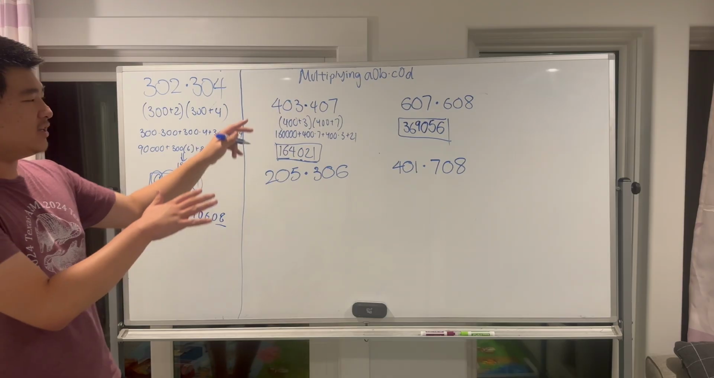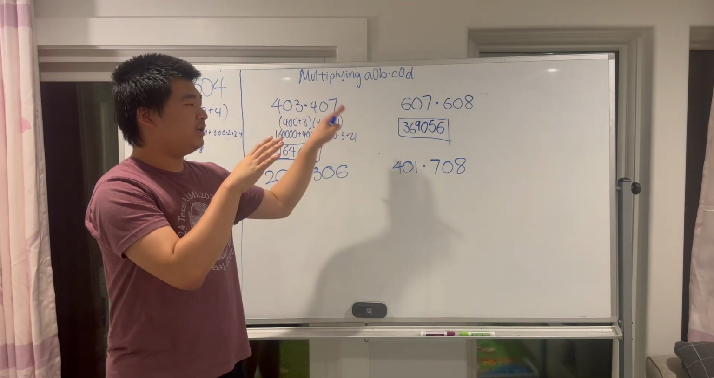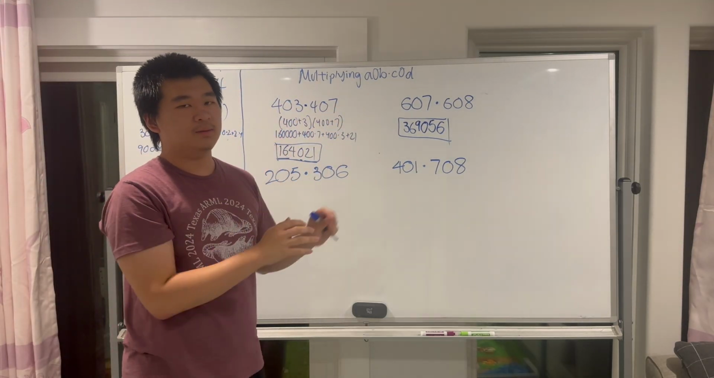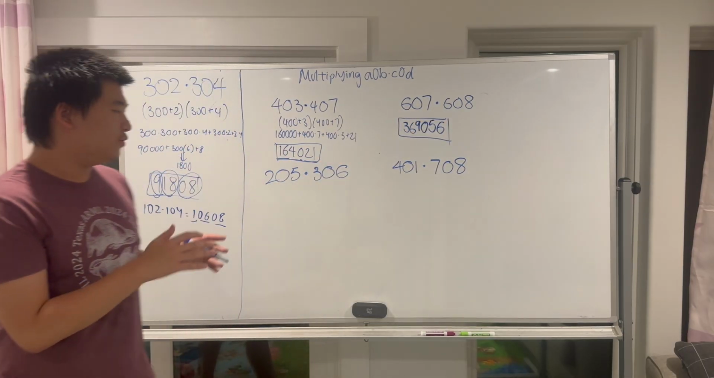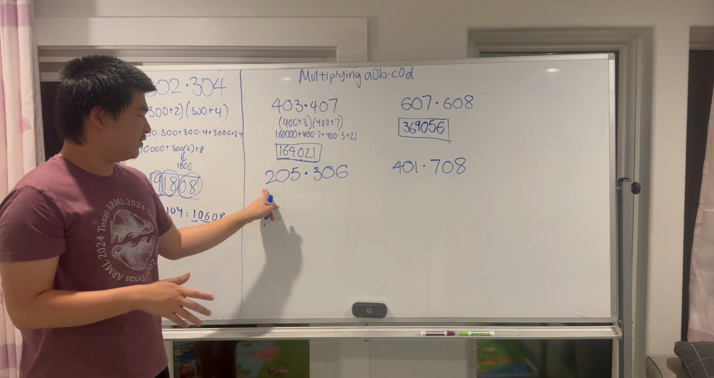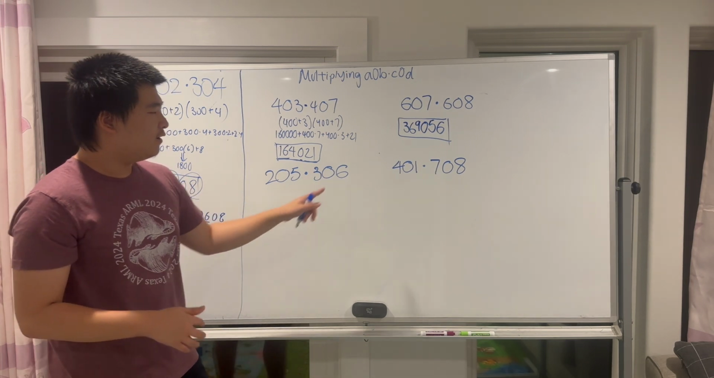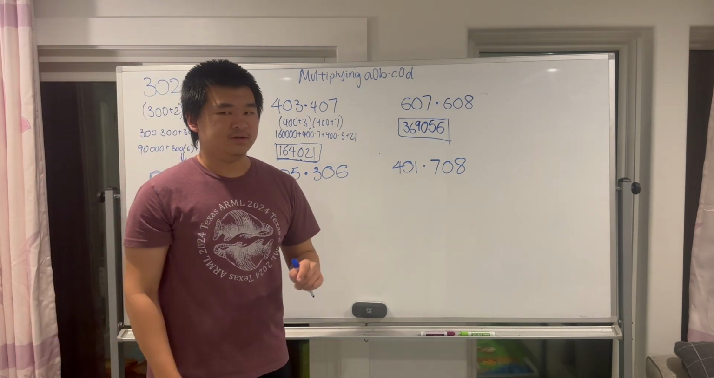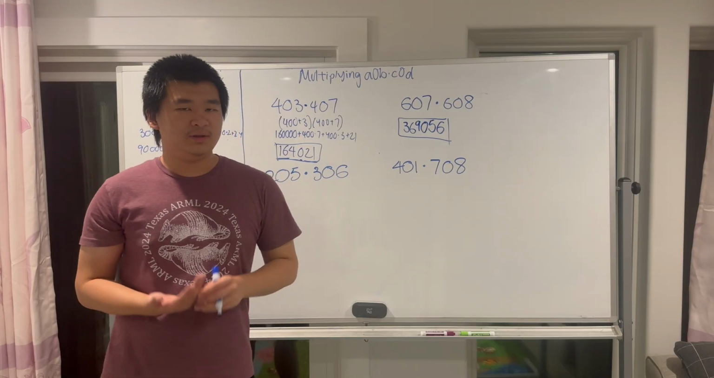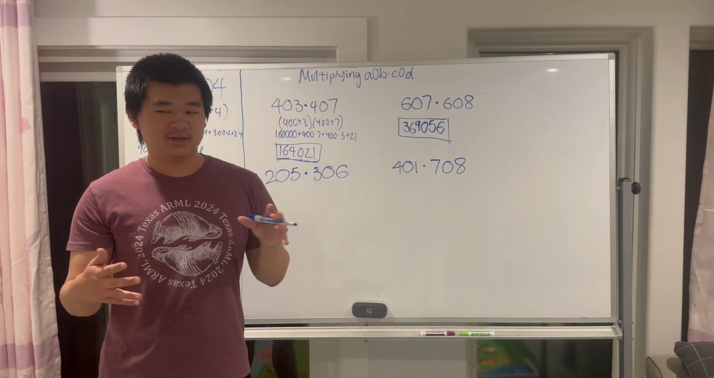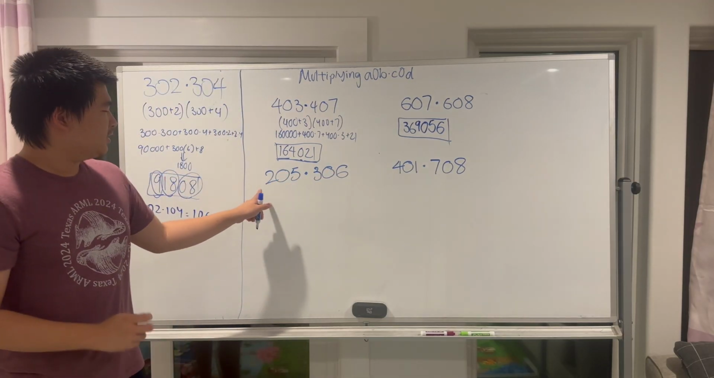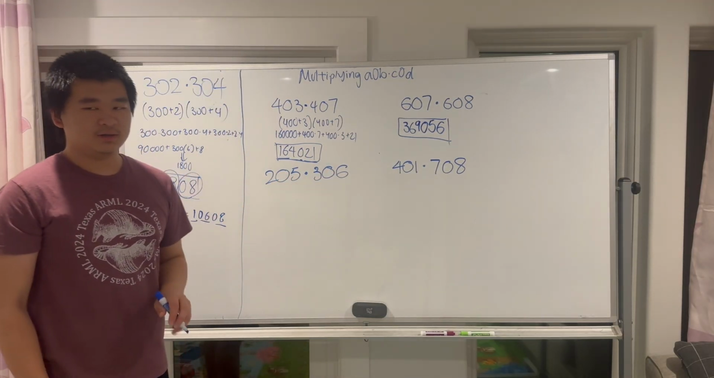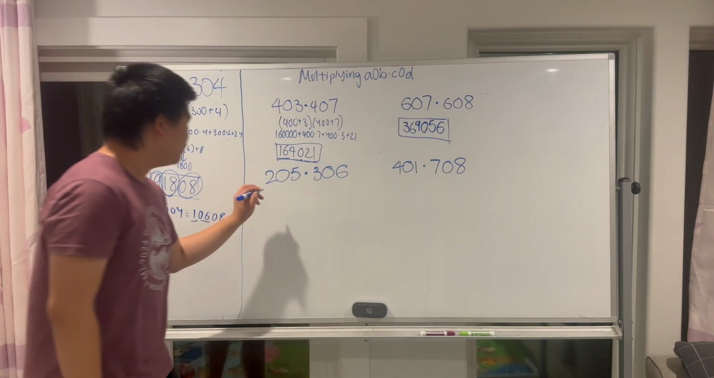But of course, this is the ever so slightly easier version of the general problem because these first two digits are the same. But of course, that is not going to be always the case. For example, 205 times 306, 401 times 708. So how do we deal with this? Well, we deal with it in a very predictable way. It's still last, outer, inner, and first. So 205 times 306. I'll write this out in FOIL, just in case.